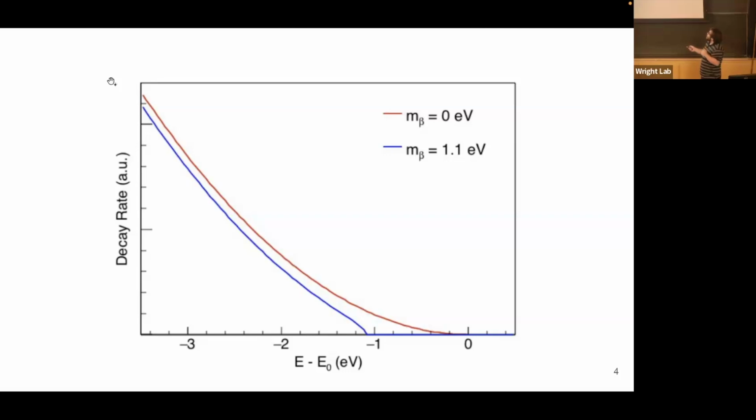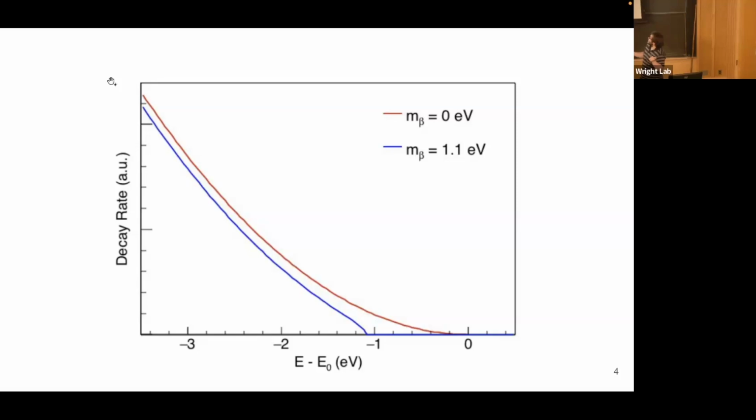So if we look at this red line here, this, like I said, would be if it had no mass, which is very different than the spectrum if it had 1.1 eV mass. The two main differences are that the endpoint is shifted over, and the shape is slightly different as well. So when we get the spectrum from CRES, we can analyze it, and that should give us some information about the mass of the neutrino.